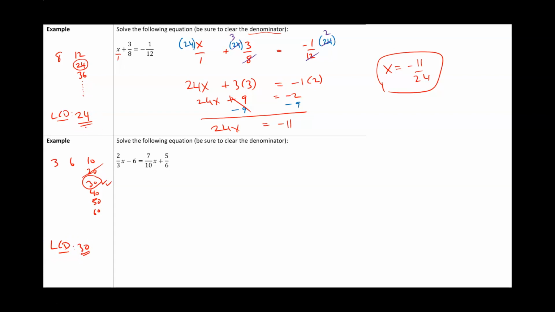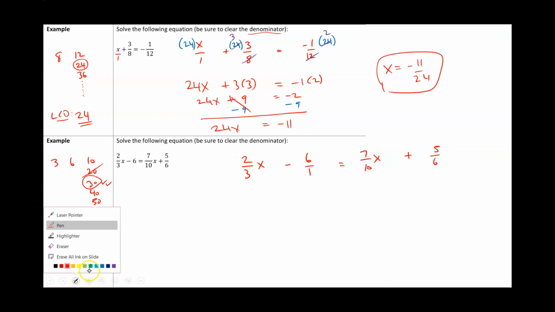All right, so what do I do with this? I am going to rewrite this equation. I have 2 over 3x minus 6 over 1 equals 7 over 10x plus 5 over 6. Now for each of these fractions, I'm going to multiply all the numerators, so all 4 of them, by 30. Multiply by 30, multiply by 30, multiply by 30, and multiply by 30.